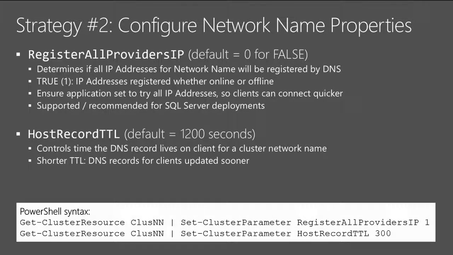We also have some dials and knobs that you can tune for this. One of them is called register all IP providers. Remember the logic I was talking about, where whichever node comes online, we online the IP address and that gets registered in DNS? Well, we have another set of logic which says, hey network name, I don't want you to just listen to whichever IP is online, register all of them. So what you're really doing is pushing the burden onto the application. The application has to have logic to know that multiple IP addresses are returned with a single DNS record, that some of them will work and some of them won't, and it has to handle that.